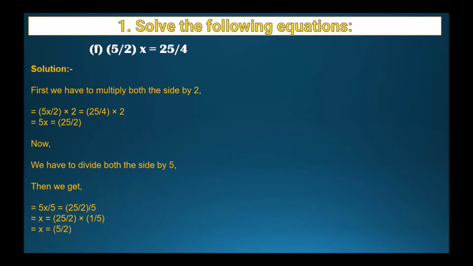Next, 5 upon 2 x equals to 25 upon 4. First we will multiply both the sides by 2. So 5x upon 2 into 2 equals to 25 upon 4 into 2. Here 2 will cut, so 5x will remain on the LHS side, and on the RHS side 25 upon 4 into 2. So 2 and 4 will cut. So 25 upon 2 will remain.